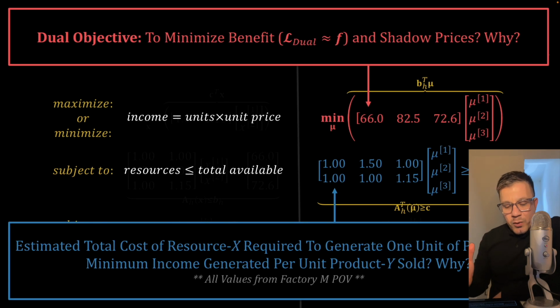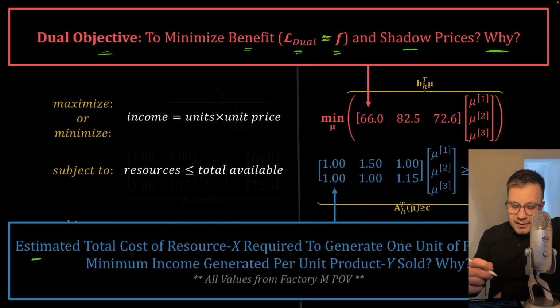Now, this brings up two questions specifically. First, has to do with our dual objective. The dual objective is to minimize the benefit, where the dual Lagrange function is equal to f, the income generated by factory K. We want to minimize that as well as the shadow prices, but why? That kind of seems counterintuitive. Wouldn't we want to maximize the income?